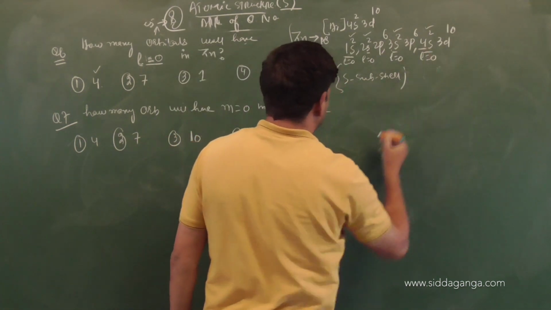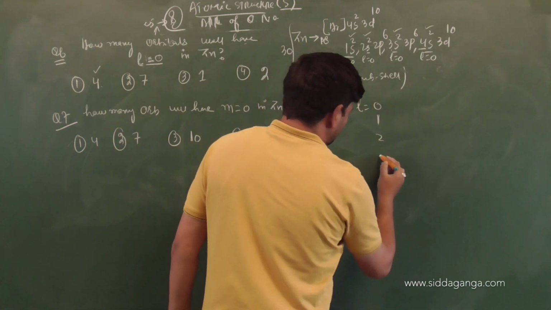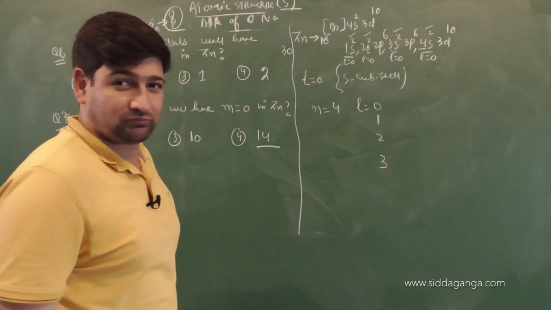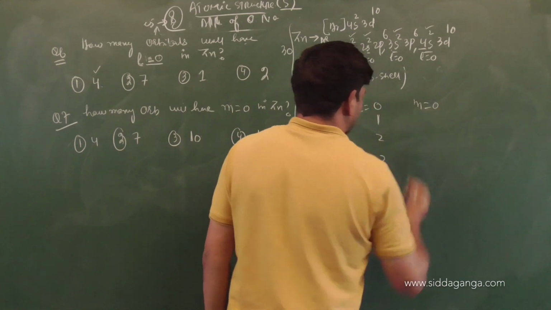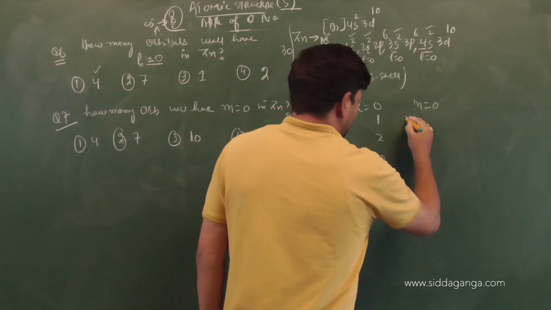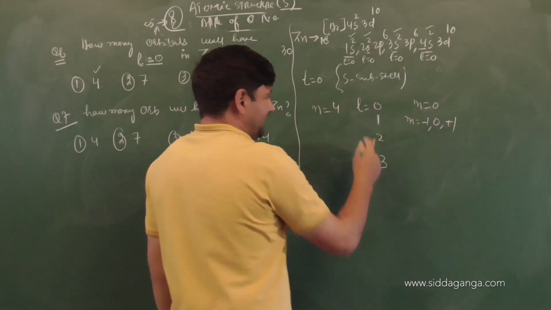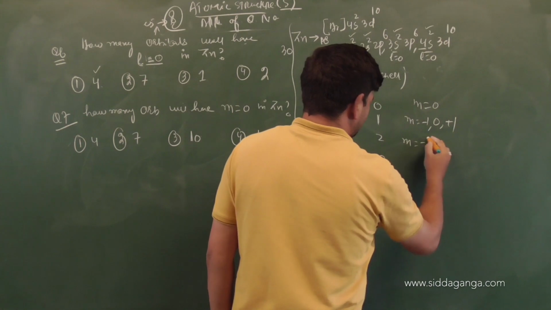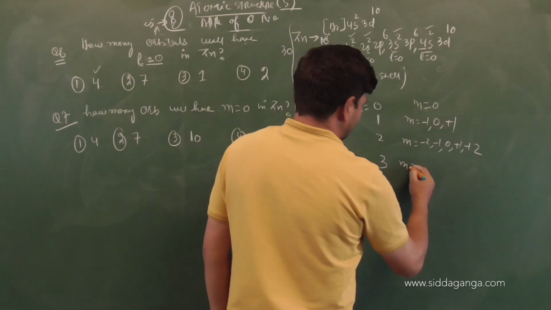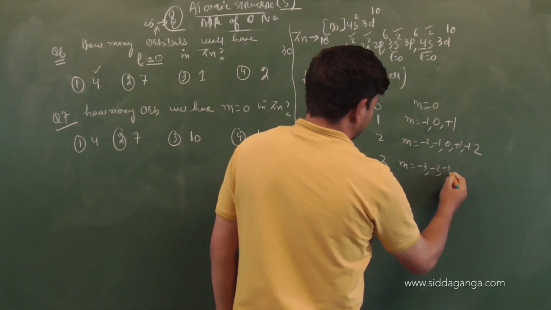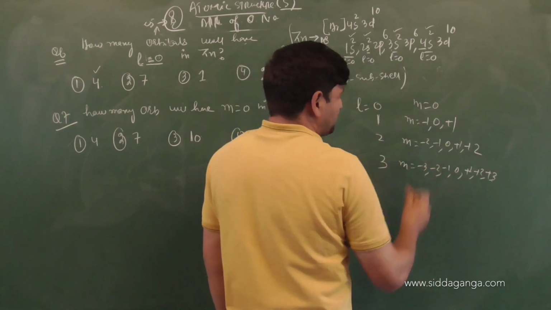What is the value? Maximum value 4. Very good. What are the values of L? 0, 1, 2, 3. Try to understand it. So when L is 0, M is 0. When L is 1, M will be -1, 0, +1. When L is 2, what will be M? -2, -1, 0, +1, +2. And for 3, I'll write M equals -3, -2, -1, 0, +1, +2, +3. So these are the values of M.